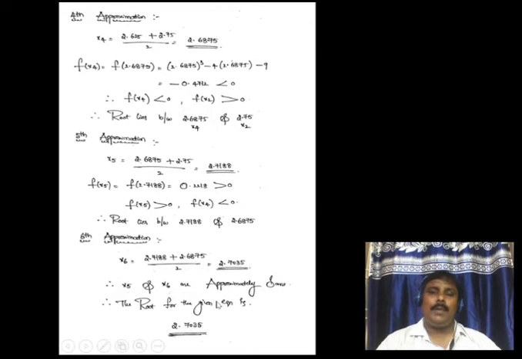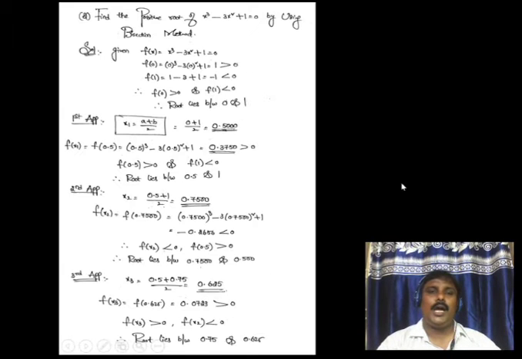Therefore my problem is completed, and the root for the given equation is 2.7035. So this is the answer for the given problem. So this is the problem on the bisection method. Next, I am going to take another problem.